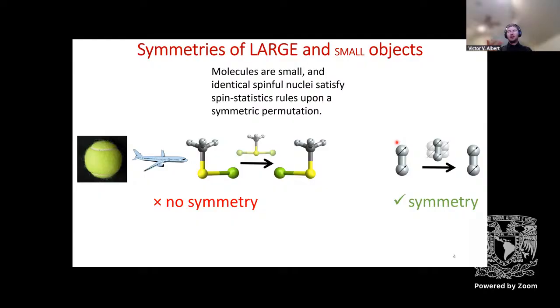So this is a long-winded way of basically saying that you have to do something when there are identical spinful nuclei and when there are symmetries that permute them.